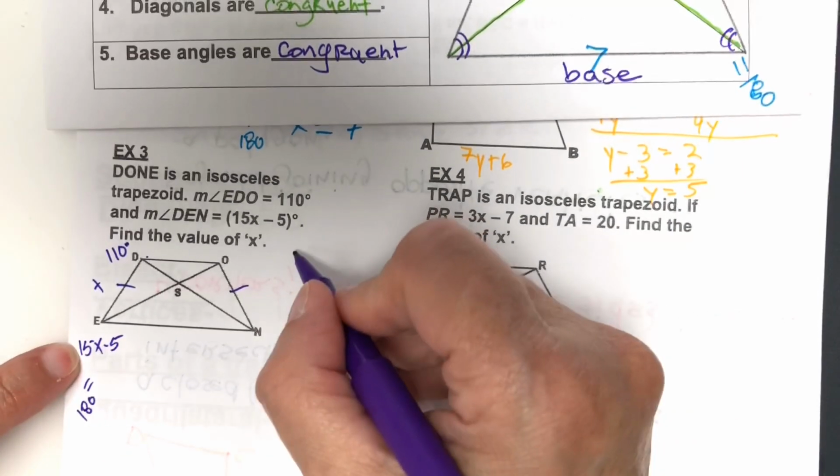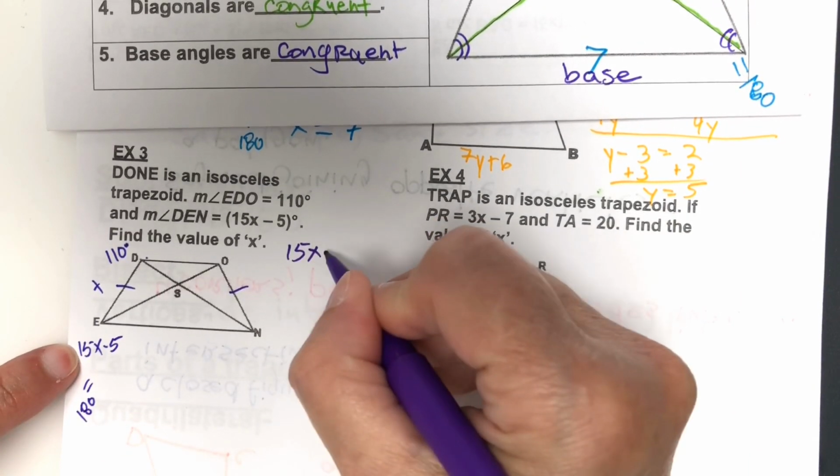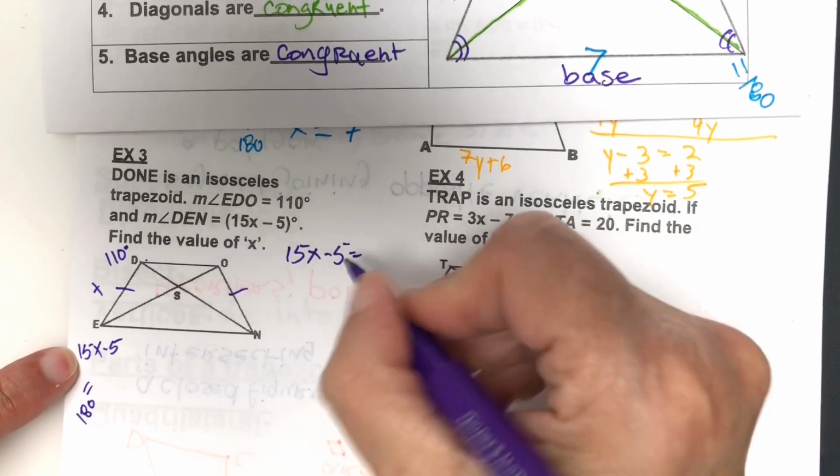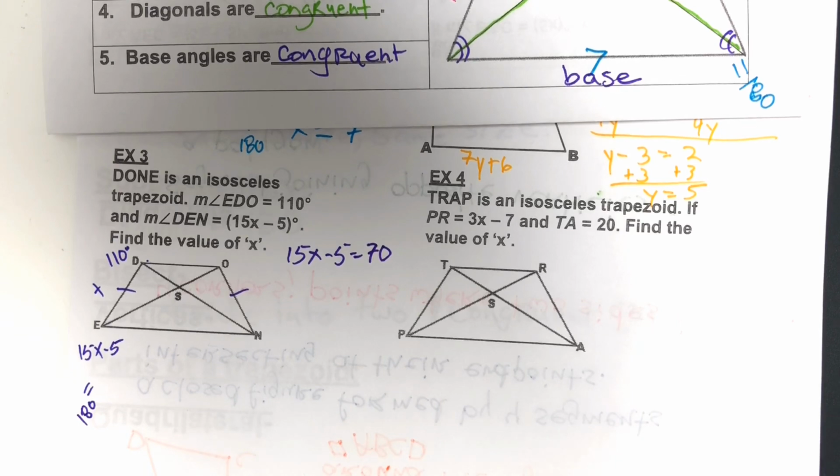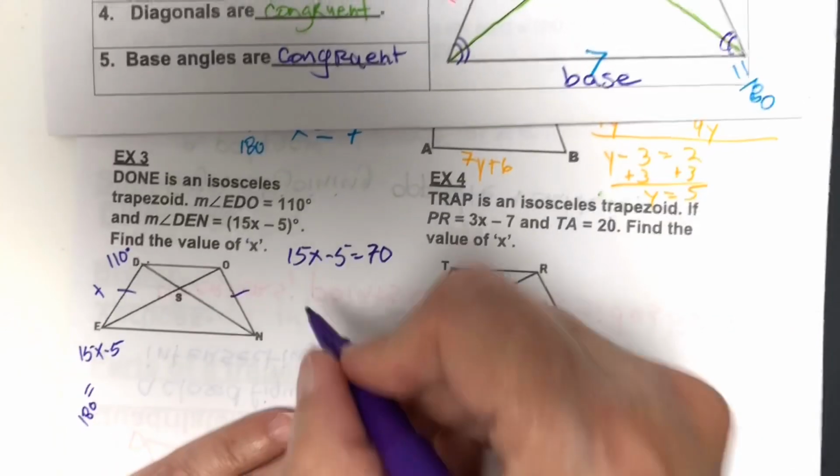So why don't I just do 15x minus 5 equals 70? Everybody cool with that? Okay, smaller numbers. I always like smaller numbers, don't you? Okay, so add 5.